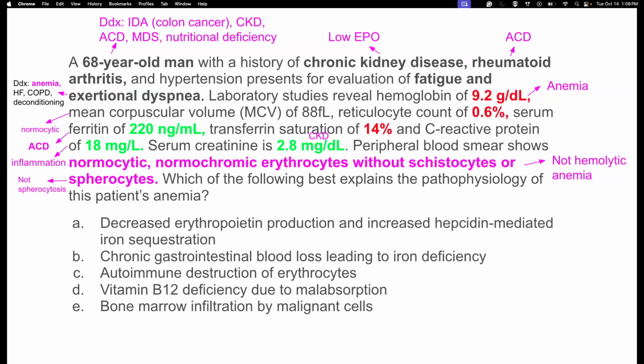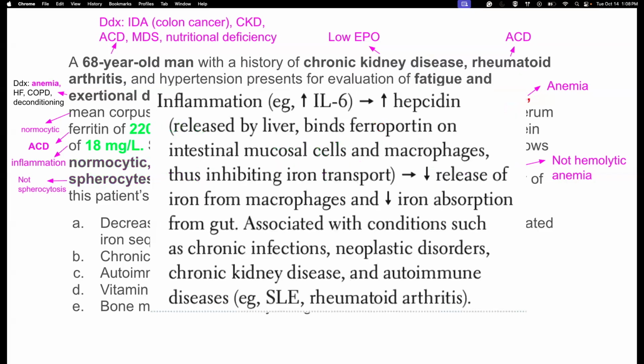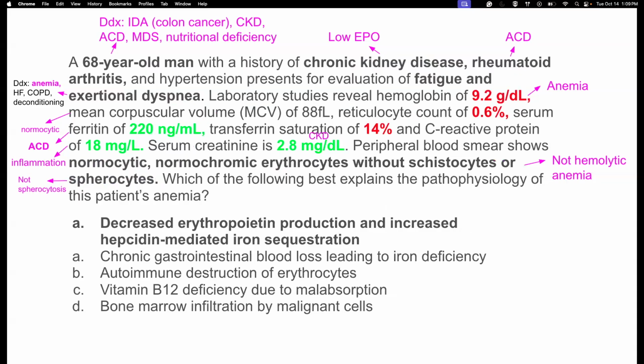Okay, so let's think about these answer choices. A says decreased erythropoietin production and increased hepcidin-mediated iron sequestration. So the first part, decreased EPO production, well, the patient has CKD, so that could definitely be true. And then for the second part, let's just recall what anemia of chronic disease is. This is a screenshot from First Aid. When you have inflammation, you have increased hepcidin, and this causes a decreased release of iron from macrophages and decreased iron absorption. So iron would be low because you're keeping it sequestered, not releasing it out into the blood. And this is associated with a whole bunch of conditions, including, as it says here, CKD, which our patient has, and also autoimmune diseases such as rheumatoid arthritis, which our patient also has. So it seems like this is potentially a good answer, right? Decreased EPO and increased hepcidin-mediated iron sequestration.